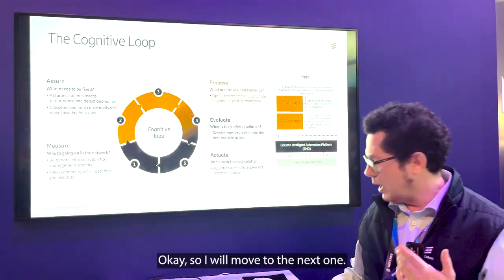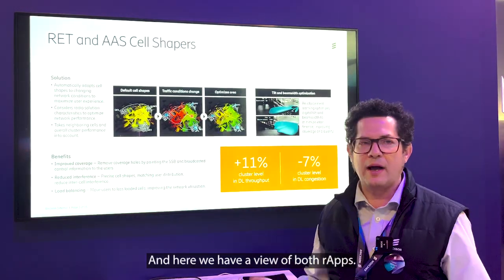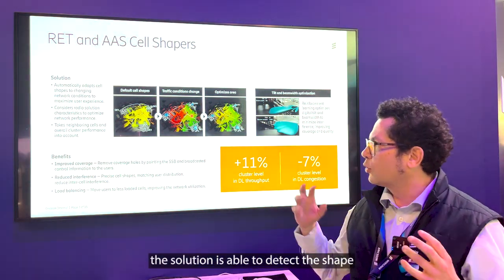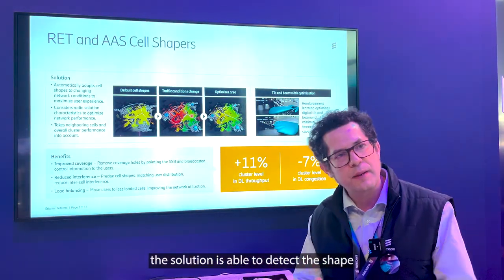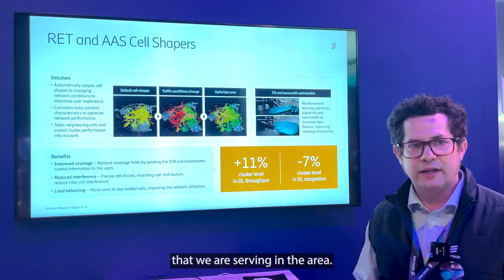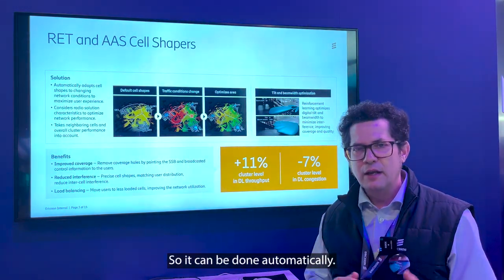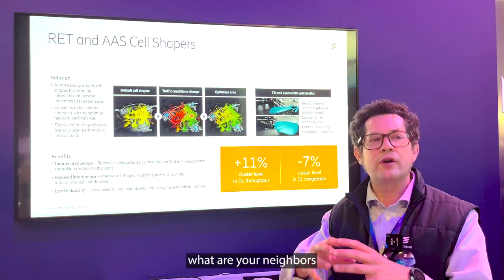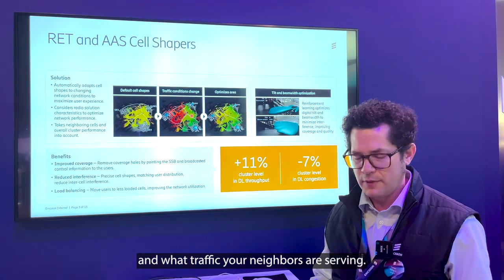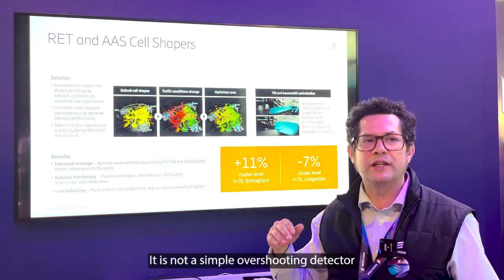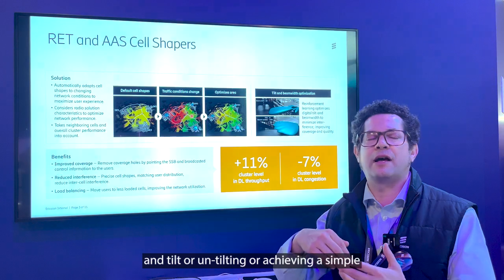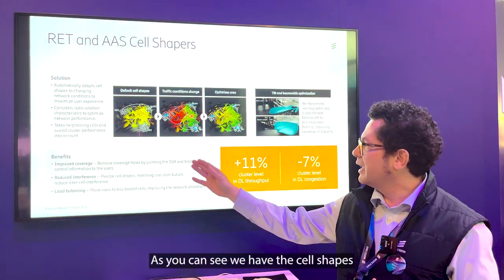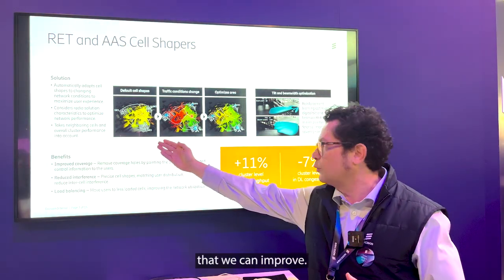Okay, so I will move to the next one, and here we have a view of both rApps. The idea is that the solution is able to detect the shape of the traffic that we are serving in the area. So it can be done automatically, but this is not a trivial process. It requires understanding who your neighbors are and what traffic your neighbors are serving. It's not a simple overshooting detector and downtilting, or a simple uptilt for undershooting. Okay? So this is very important. As you can see, we have default cell shapes that we can improve.